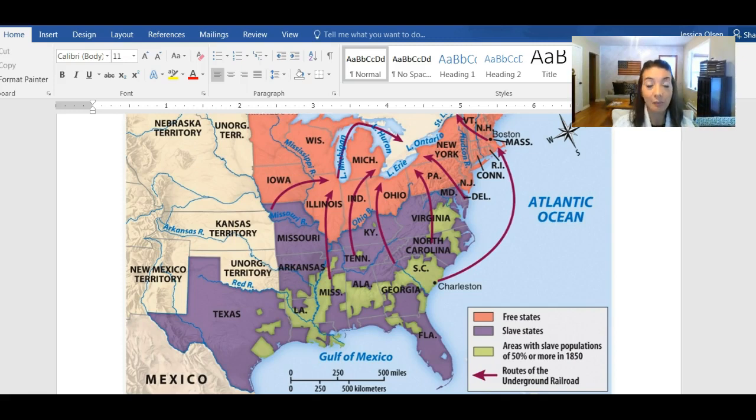All right, guys, this is an important topic to understand. Remember that you are reading this document because it helps to set the stage for the next part, which is the Civil War.